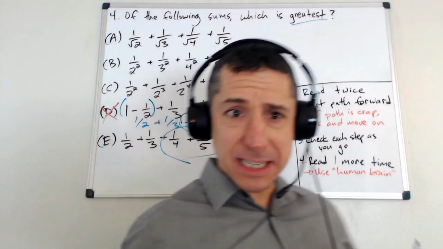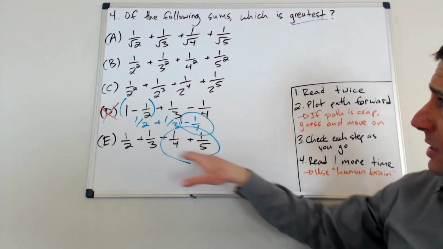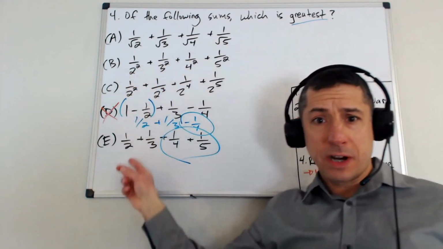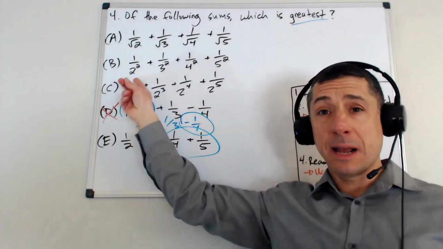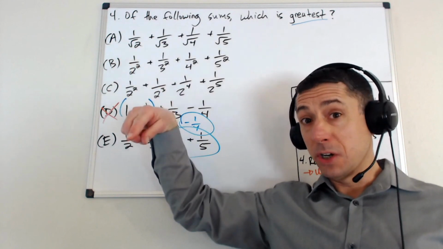Now, what else can I compare easily? Again, I'm trying to be nice to myself, trying to find things that are easy to deal with first. What about E versus, okay, we have something that looks like 2s, 3s, 4s, and 5s denominator. How about with B? If I square those denominators, what happens? I make the denominator bigger. If I make the denominator bigger, I make the number smaller.